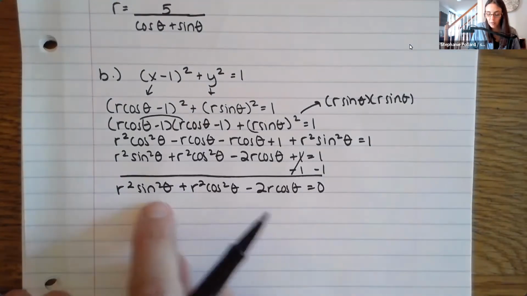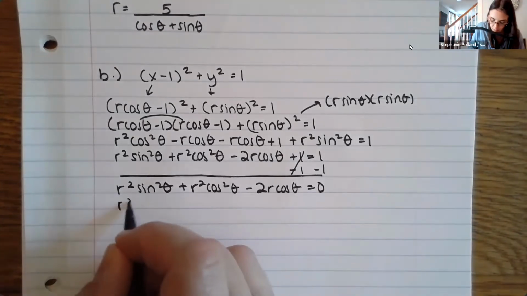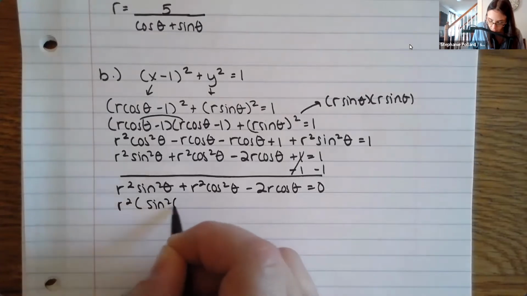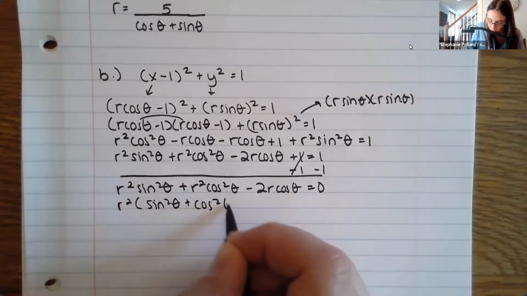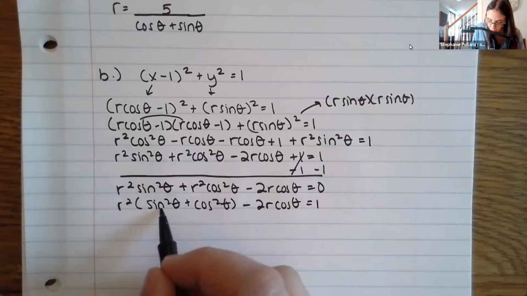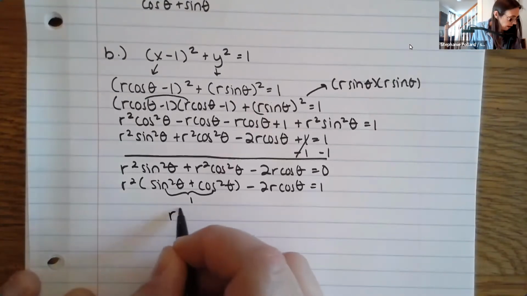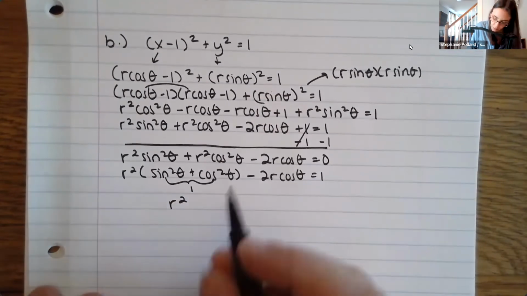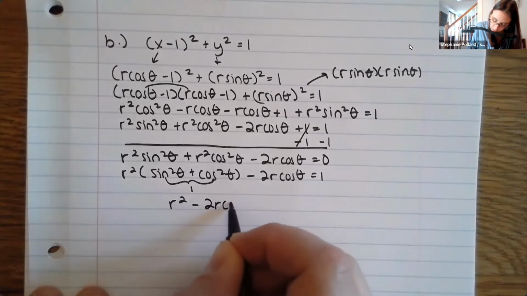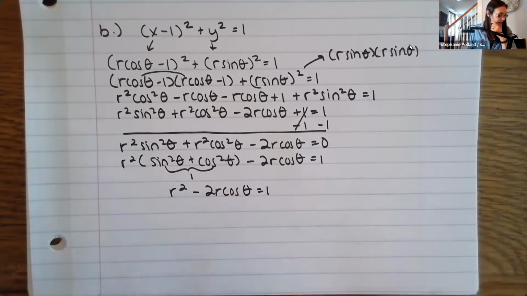Now, this is looking familiar, sine squared and cosine squared. It's almost the Pythagorean theorem. So what I'm going to do is factor out that r squared, and then I'll have sine squared theta plus cosine squared theta. And then I know that this becomes just 1. R squared times 1 is just r squared. So now I have r squared minus 2r cosine theta equals 1. Getting a little bit more cleaned up here finally.